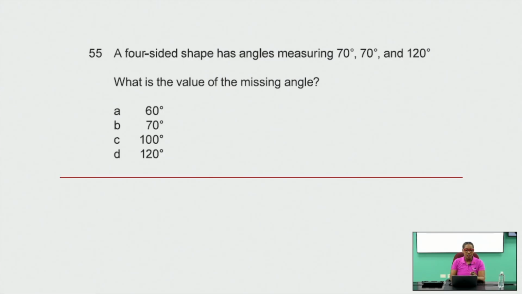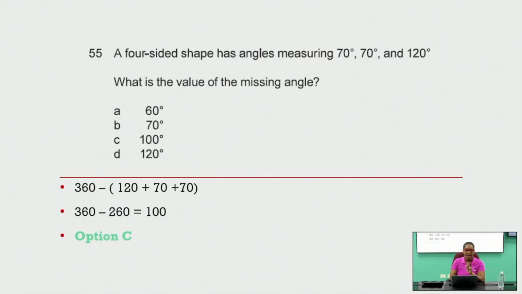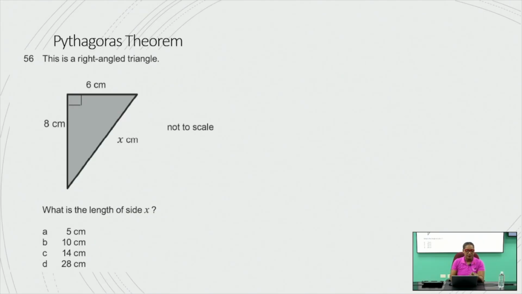A 4-sided shape has angles 70, 70, 120. What is the missing angle? A 4-sided shape has a total of 360 degrees. So we'd add all 3 angles that are given, subtract it from 360, giving us 100 degrees. And that would be option C.